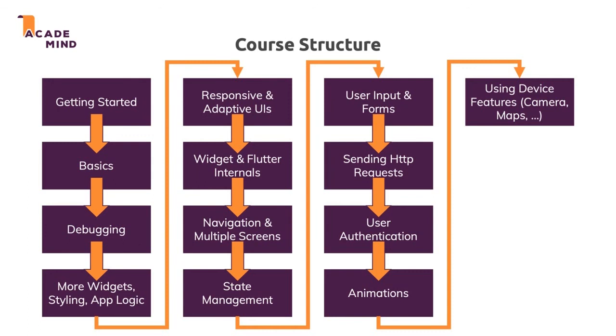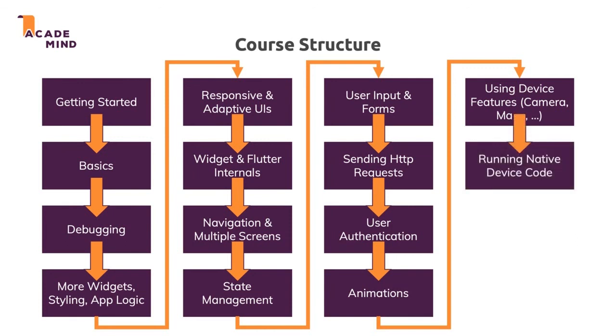Now, for camera and maps that is built in, but maybe you have some use case where it's not built in. Well, then you will also learn how you can run native device code, so Java code for Android, for example, or Swift code for iOS, how you can run such code and connect it to your Flutter app so that you still have one project, but in case it's missing, it's not built into Flutter, you can actually run native device code triggered from inside your Flutter app. That's a really cool feature, and we'll cover this in this course as well.